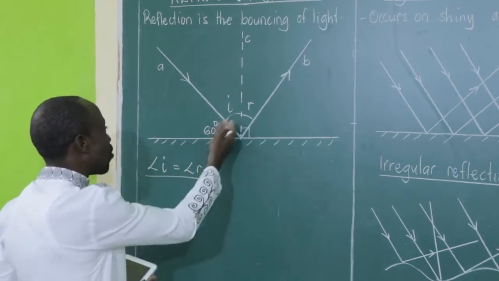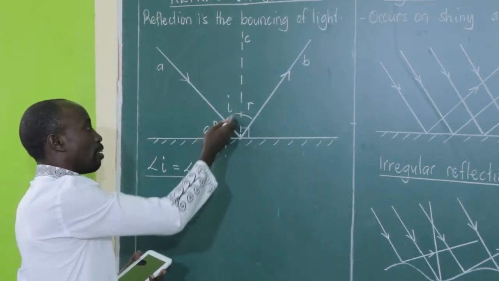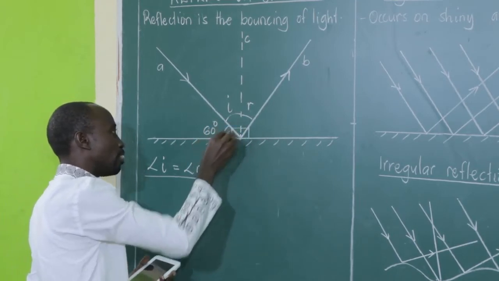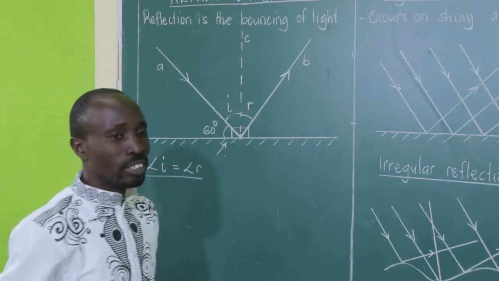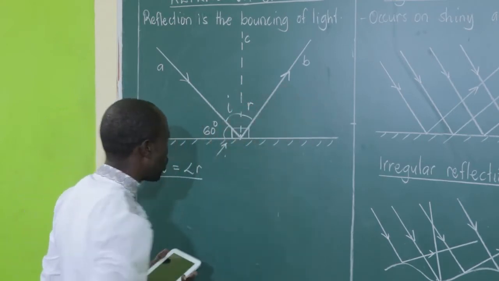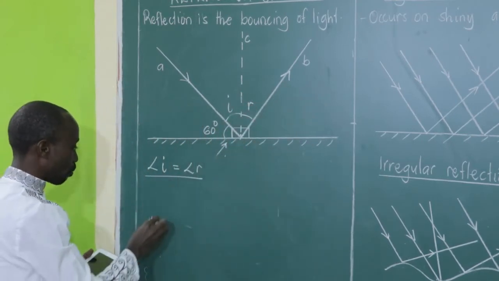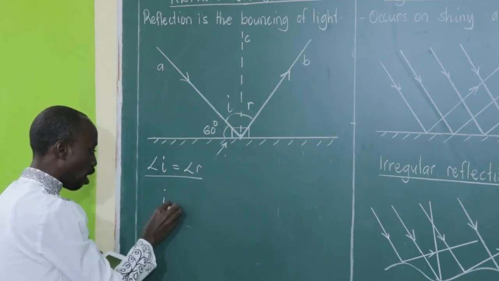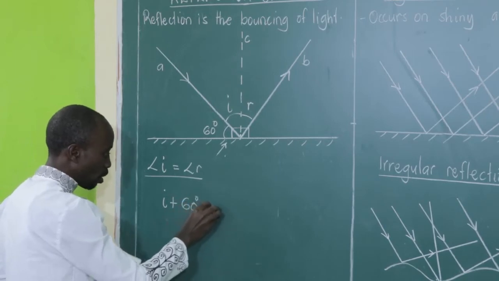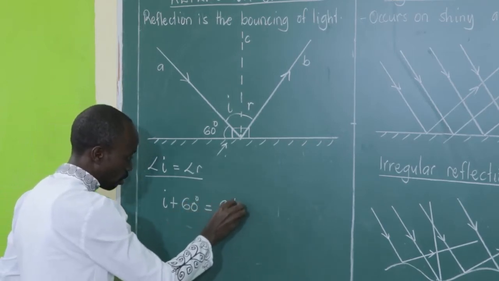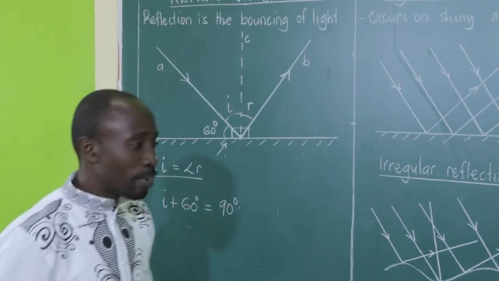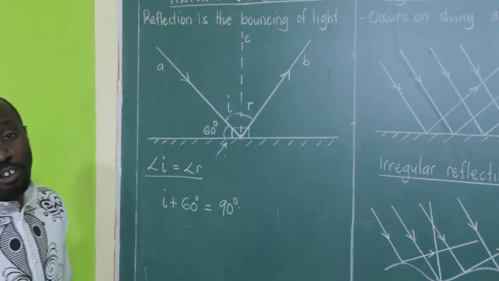Now, let's look at these two. When you add this plus this, you have to come up with 90 degrees. Don't forget that, because it is a perpendicular, okay? Let's just look at this side. Let's leave out R, okay? Now, you say that angle I, that is the angle of incidence, plus 60 degrees will equal 90 degrees. As simple as that. Even if you are from sleep, you can find angle I here.